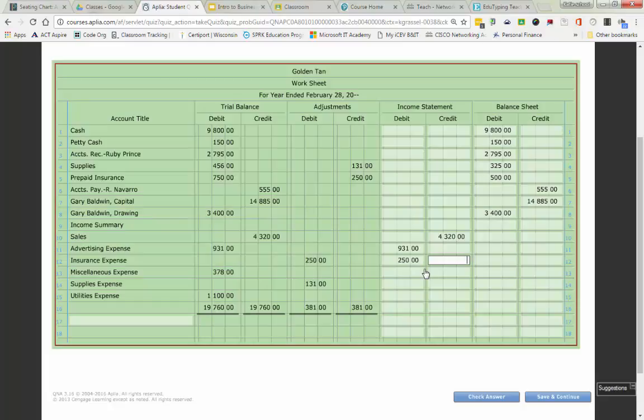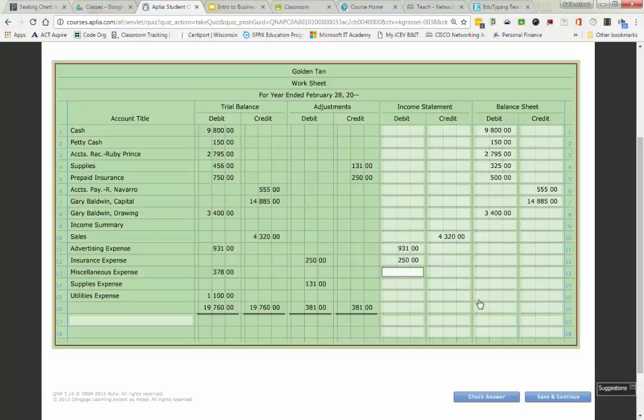Now, this is a common mistake that I see when people work on their worksheet. They go through and they see this $931 here as a debit, and then they see this $250 and they think, oh, that really looks like a credit. And they end up putting that $250 over here as a credit, not as a debit, just because it's not in the same column. Make sure you do realize that all of your expense accounts should have a debit normal balance. Okay. Same thing for miscellaneous expense.